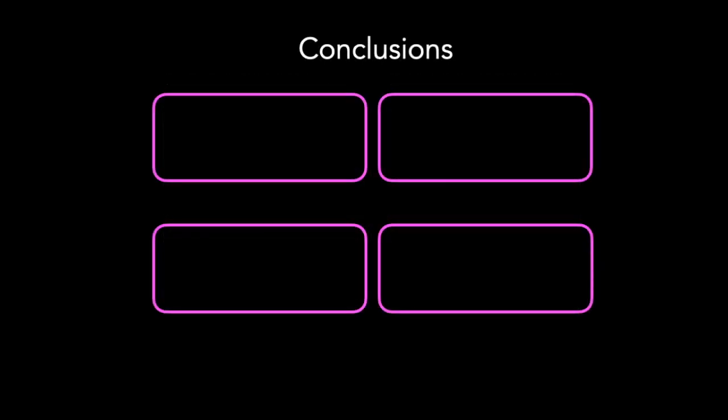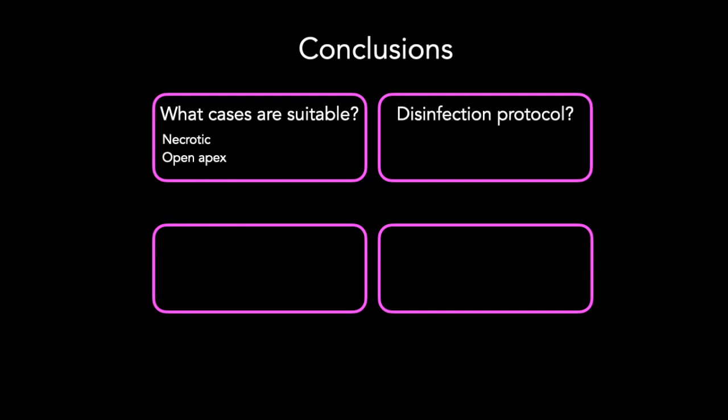So, in conclusion, and there are some references coming up shortly, what kind of cases are suitable for regenerative endo? They're necrotic, with an open apex, and immature root. Cases where the root wall is well formed are probably better treated using an apexification type technique. How about disinfection? Well, we need a lower concentration of sodium hypochlorite, so 1.5% is suitable. We also need 17% EDTA to try and release mediators from the dentine before inducing the blood clot.